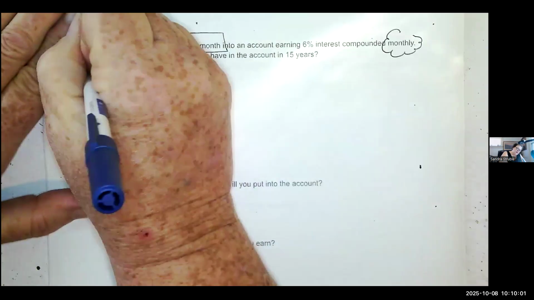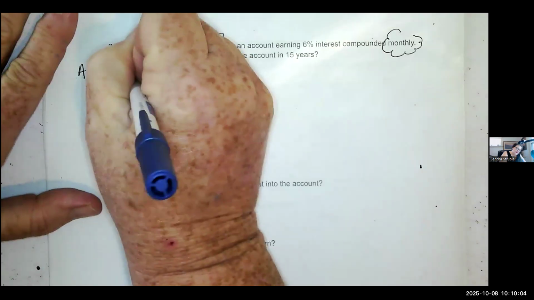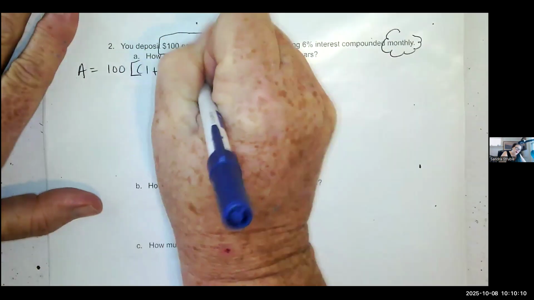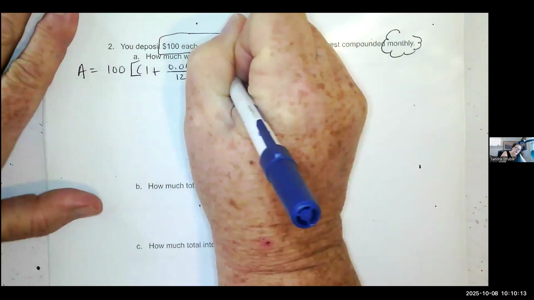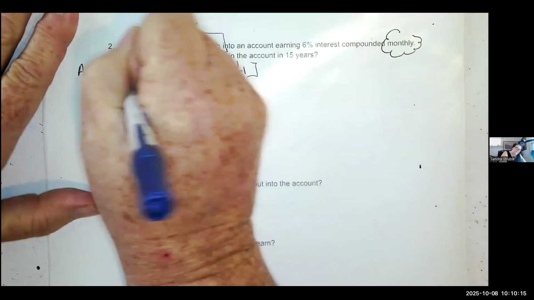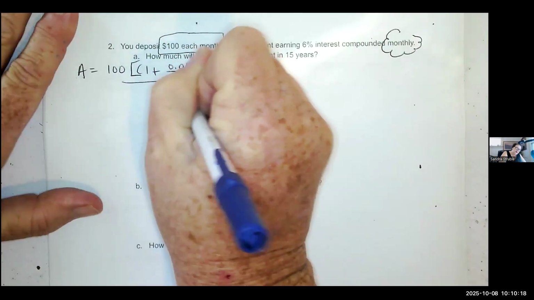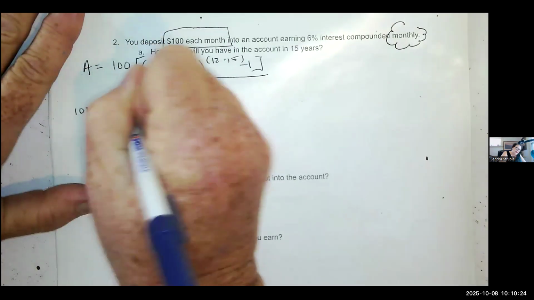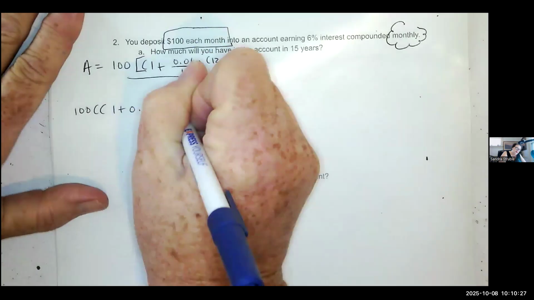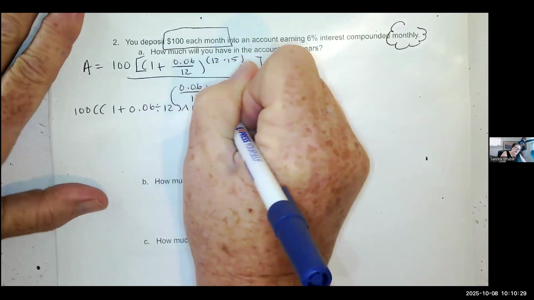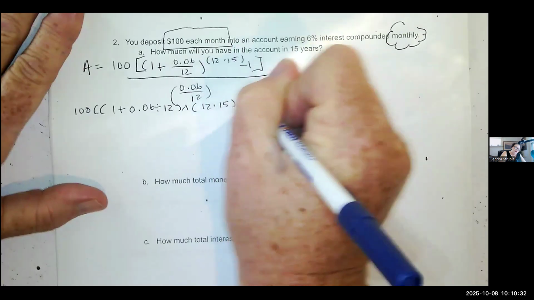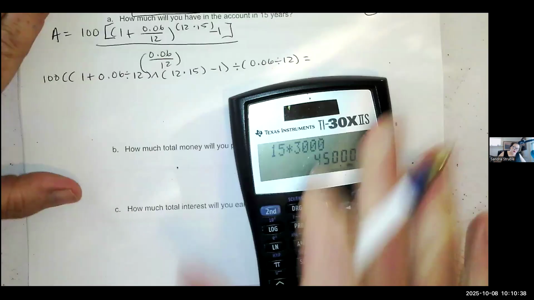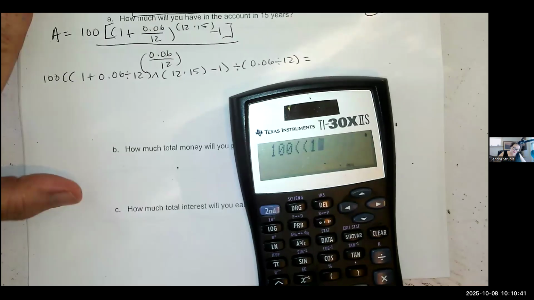All right, depositing $100. So A is equal to 100, times 1 plus the rate, 6%, 0.06 over monthly, 12, raised to the 12 times 15 years, minus 1. All of this over 0.06 over 12. Putting this in your calculator: 100, open, open, 1 plus 0.06 divided by 12, close, caret, open, 12 times 15, close, minus 1, close, divided by open, 0.06 divided by 12, close, equals. Let me put that in real quick.